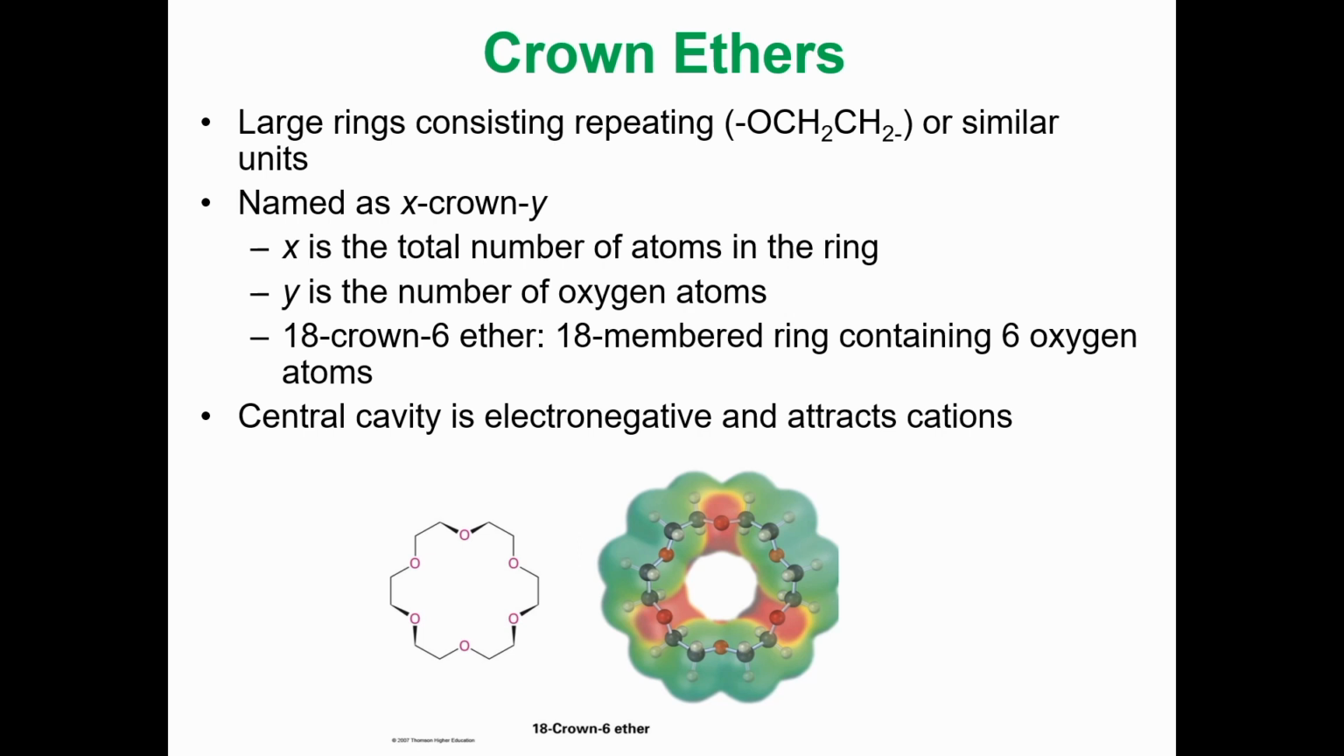So if I have 18 crown 6 ether, it means the 18 is the total number of atoms in the ring, while 6 is the total number of oxygen in the ring. So that is how crown ethers are named. They are named by total number of atoms and total number of oxygen. So the atoms is the crown, the oxygen is the ether. So 18 crown 6 ether means 18 atoms, 6 oxygen. It means that the ring contains 18 atoms, while the oxygen in the ring is 6.